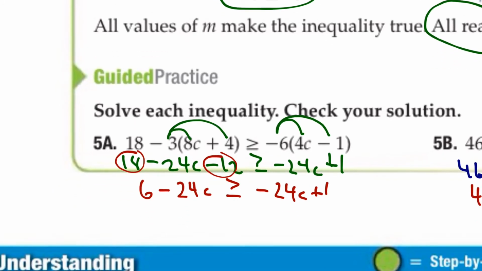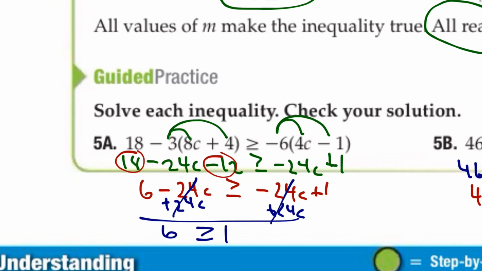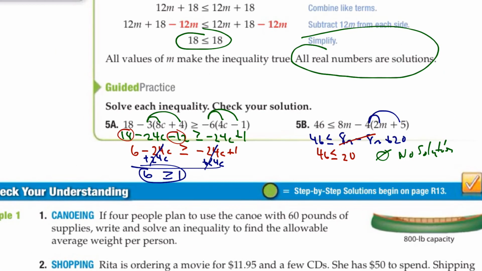Okay. Let's add 24c to both sides. I get 6. That cancels. Greater than or equal to. Cancels. 1. Is 6 greater than or equal to 1? Yes. It's a true statement. Okay. So if it's a true statement, what happens? Nothing. This one is just an actual answer. The only time it's all real numbers is when what? When they're the same. See, 18 is less than or equal to 18.